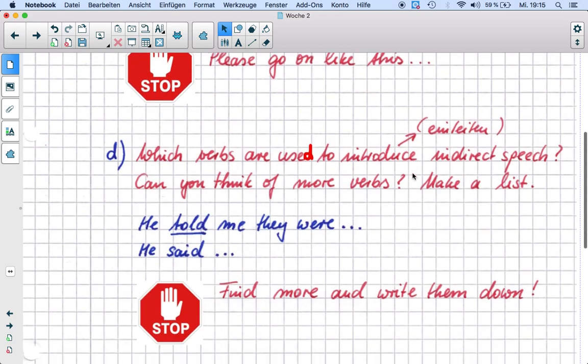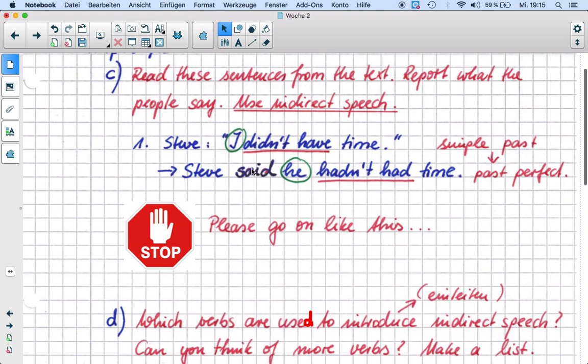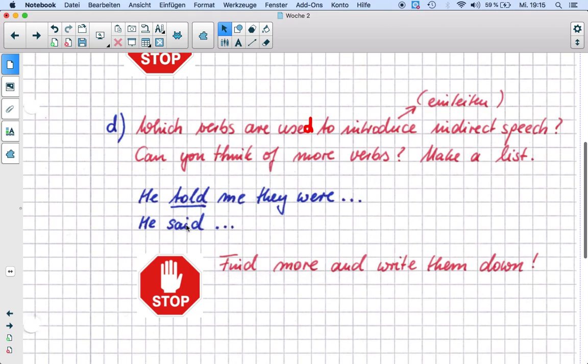And then the last task is number 2D, which says which verbs are used to introduce indirect speech. Can you think of more verbs? Make a list. We already used some reporting verbs. Said, for example, is one. He told me they were, and there are others you can use to introduce an indirect speech sentence. Try to find more from the text again and write them down. And please press stop.